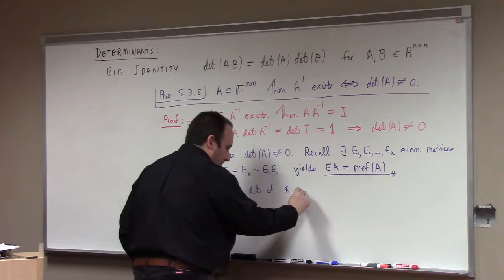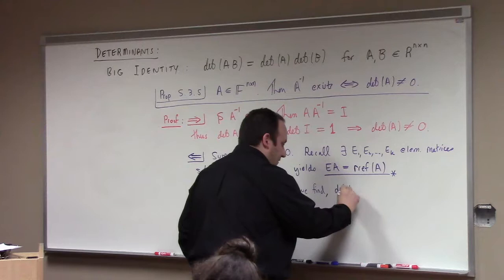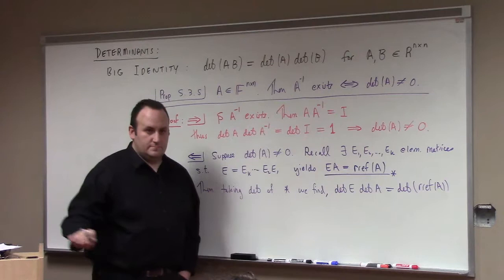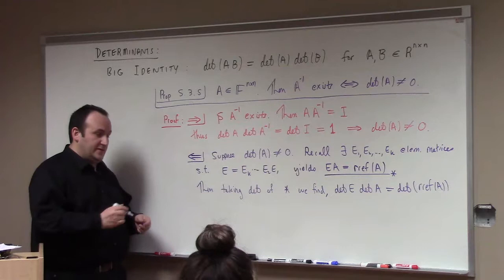Taking the determinant of star, we find the determinant of E times the determinant of A is equal to the determinant of the reduced row echelon form of A. Now we're under the assumption right now that the determinant of A is non-zero, right? How about the determinant of E?